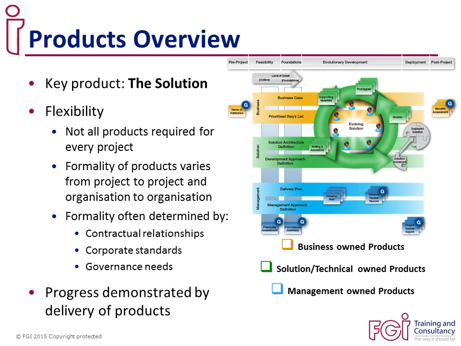Not all of these products will be needed for every project, and the formality is determined by corporate governance and standards, as well as any contractual requirements we might have with third-party organisations. Progress is really demonstrated more by the delivery of products in an agile environment rather than the completion of activities. The outcome here is more important than the output.